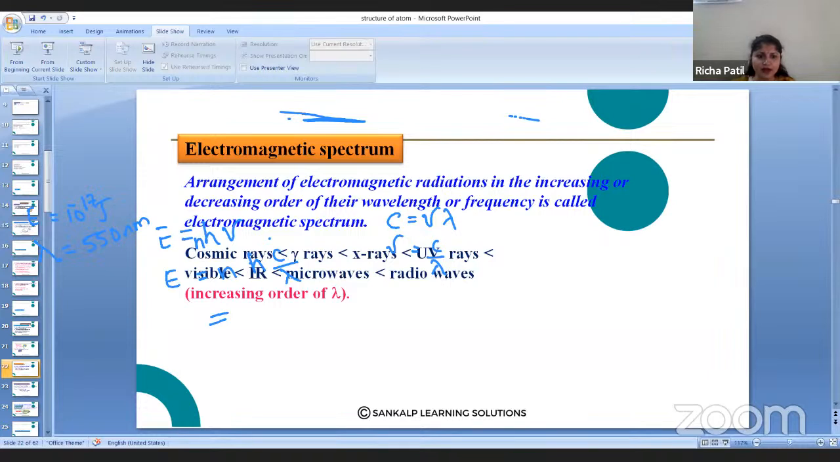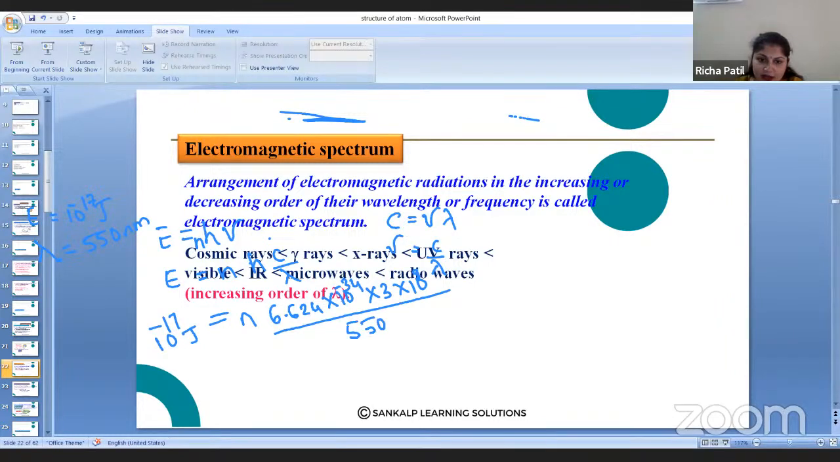Now here what we know is energy. We know energy is what? 10 raised to minus 17 joules. n we have to find out. h is what? Planck's constant. It is 6.624 into 10 raised to minus 34. Then what is c? c also we know. It is 3 into 10 raised to 8 meter per second. What is lambda? Lambda is 550 nanometer, so we have to convert it, so it will be 550 into 10 raised to minus 9.